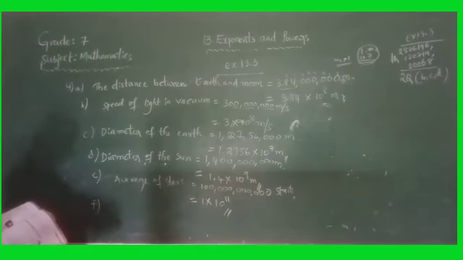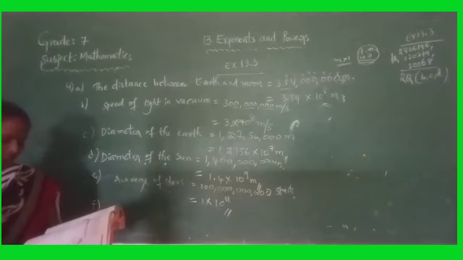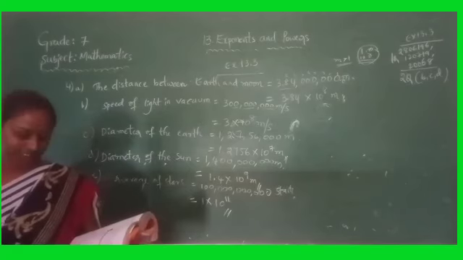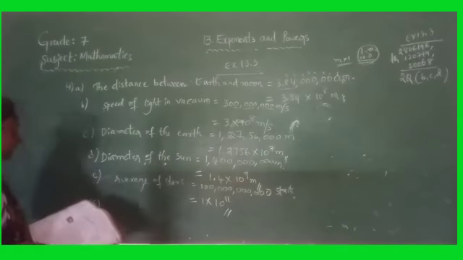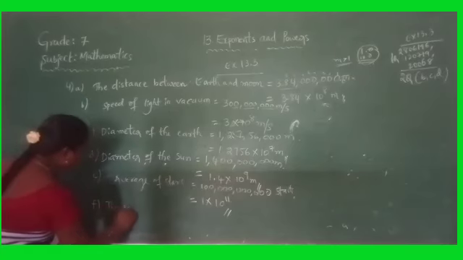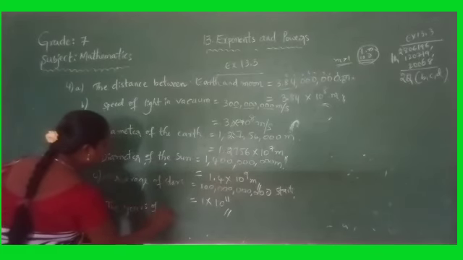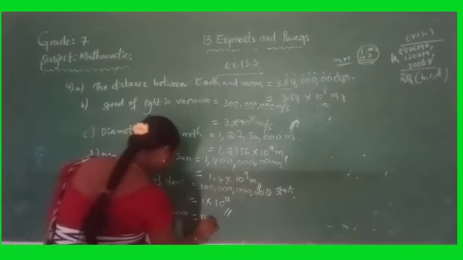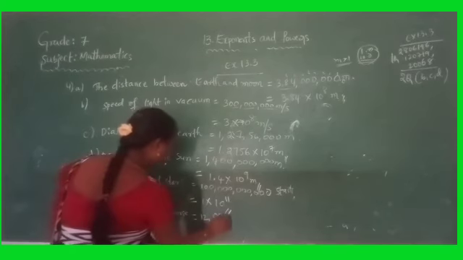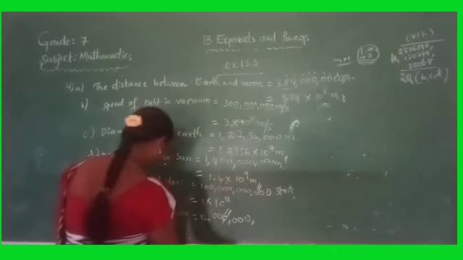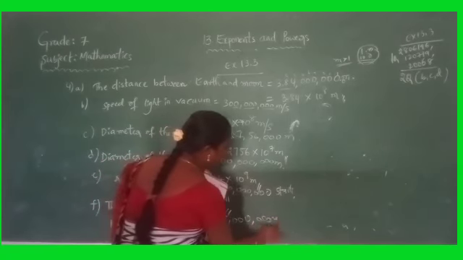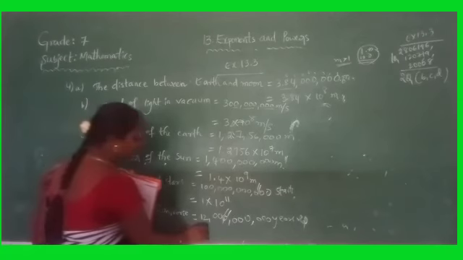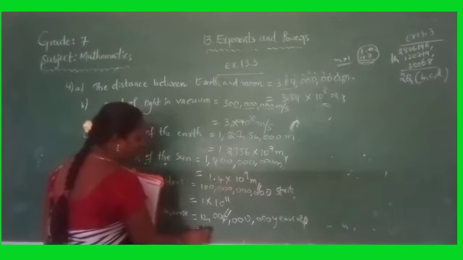The universe is estimated to be about 12,000,000,000 years old. Okay, so we have to write the years of the universe. The years of the universe is 12,000,000,000 years old. Okay, so this many years. Okay, we have to write this one in the standard form.